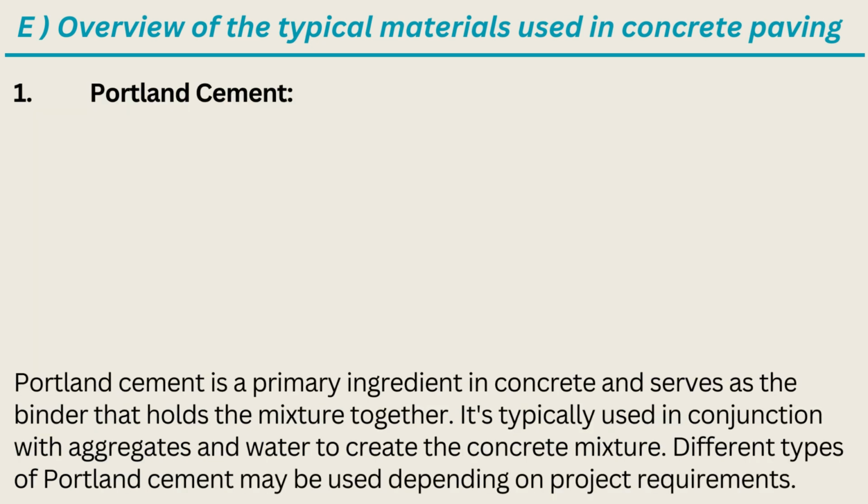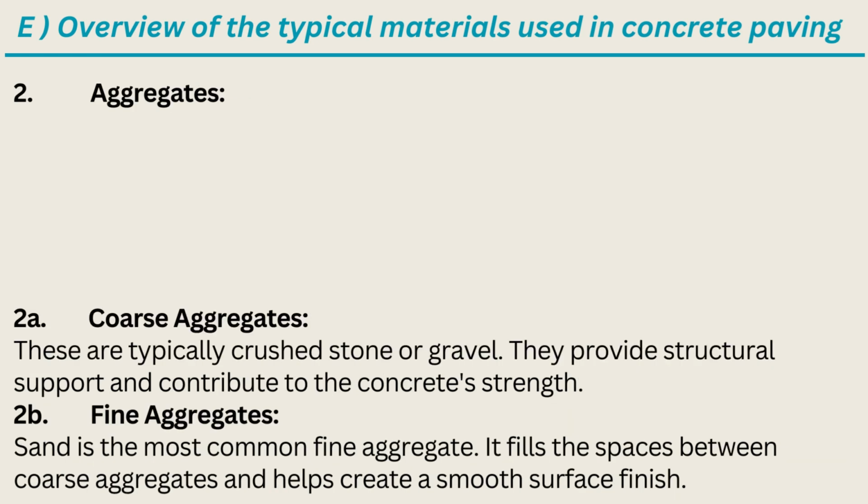1. Portland cement. Portland cement is a primary ingredient in concrete and serves as the binder that holds the mixture together. It's typically used in conjunction with aggregates and water to create the concrete mixture. Different types of Portland cement may be used depending on project requirements. 2. Aggregates. 2A. Coarse aggregates. These are typically crushed stone or gravel. They provide structural support and contribute to the concrete strength. 2B. Fine aggregates. Sand is the most common fine aggregate. It fills the spaces between coarse aggregates and helps create a smooth surface finish.